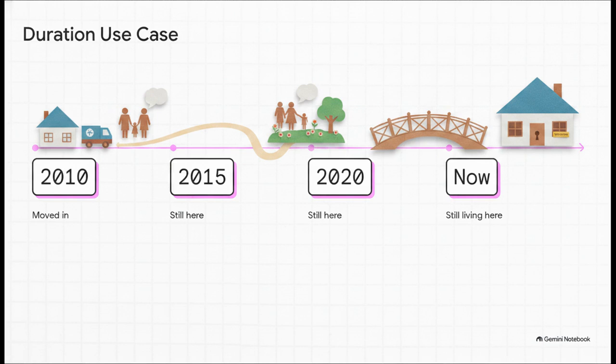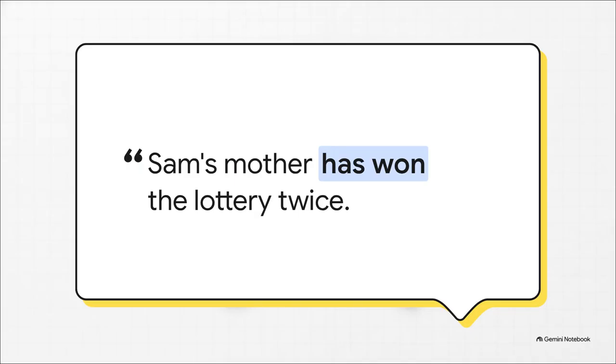Because that action is completely uninterrupted and touches the present moment, you would say she has lived here since 2010. The bridge is perfectly intact from 2010 all the way to today. And here is a fantastic example of repeated actions from one of our sources. Sam's mother has won the lottery twice.